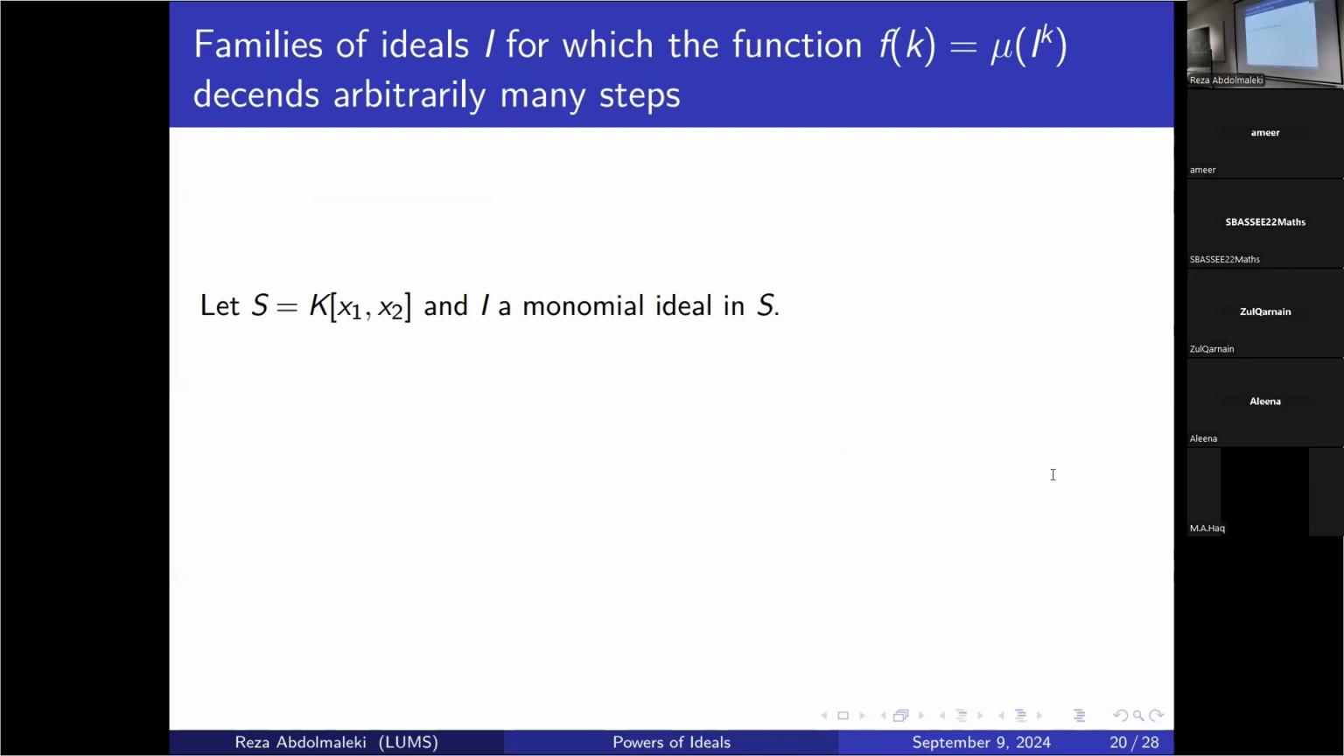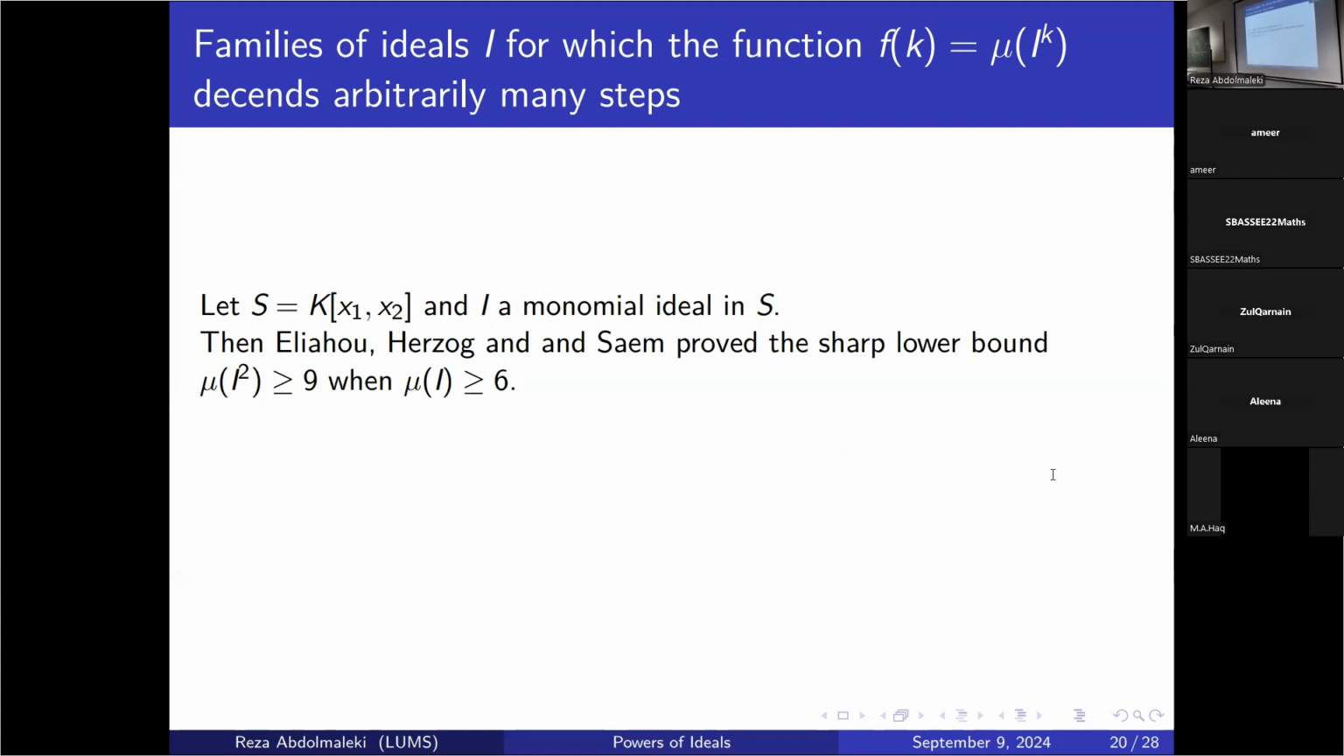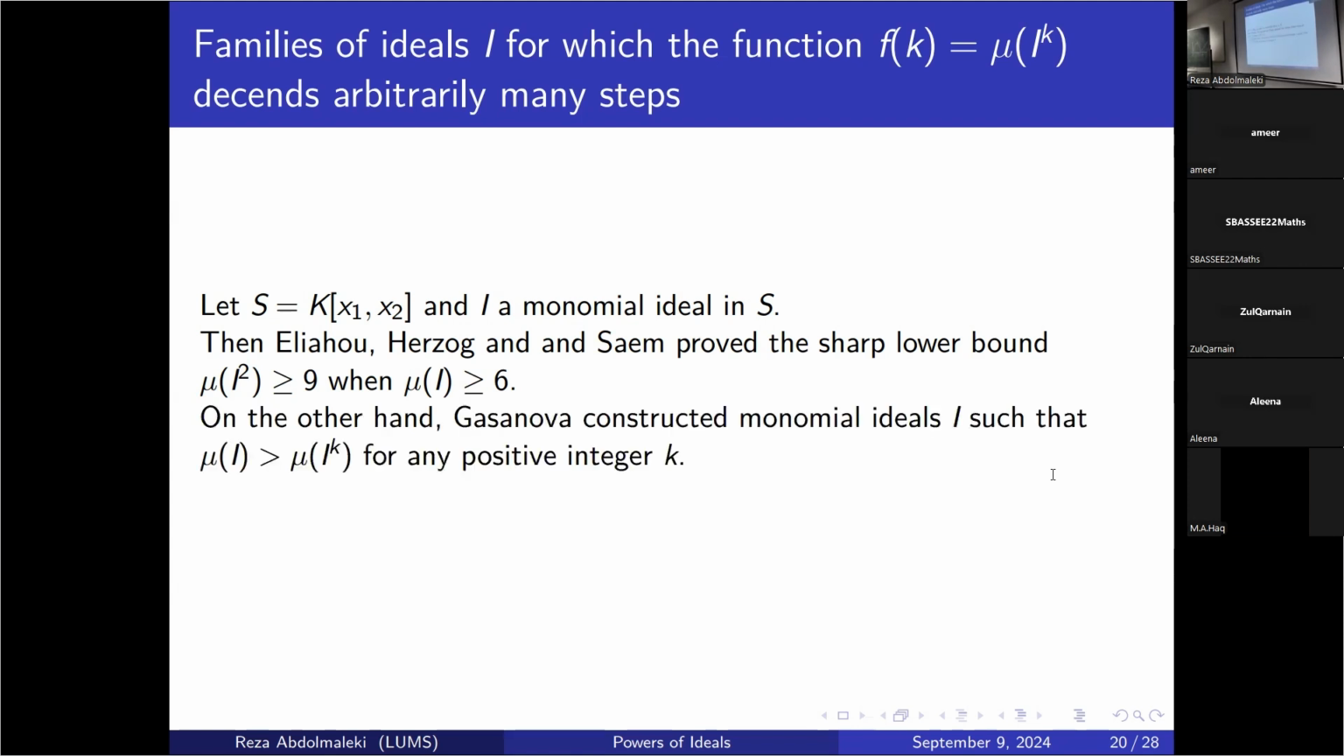Consider S, the polynomial ring in 2 variables, x1 and x2, and I a monomial ideal, as we already mentioned. These 3 people gave this sharp lower bound, right? But if mu of I is at least 6. And also Casanova could provide this kind of ideals, ideals with this property, that mu of I^k is strictly less than mu of I. But now, we generalize those results.